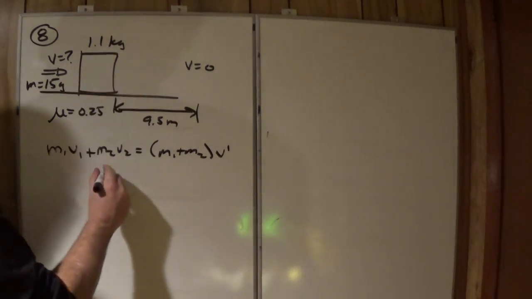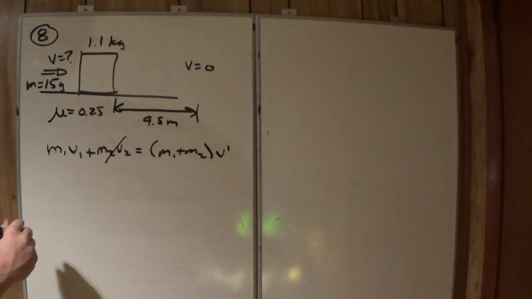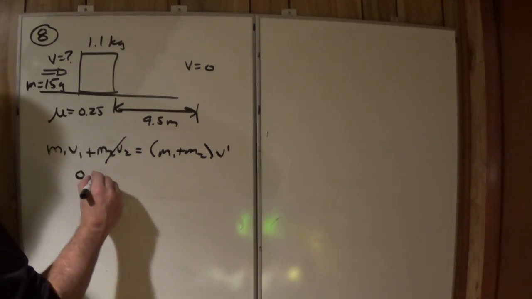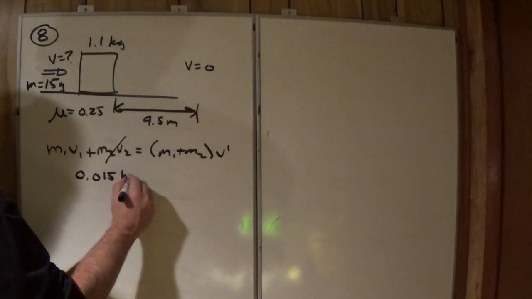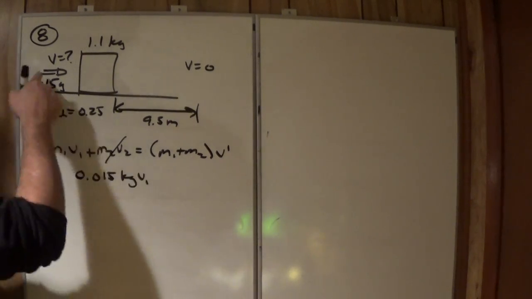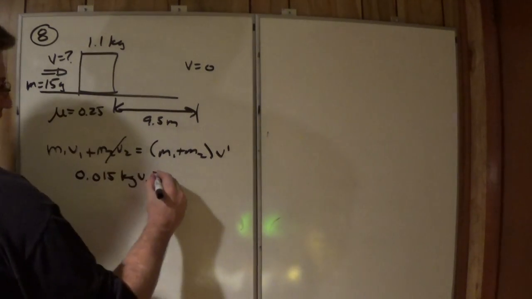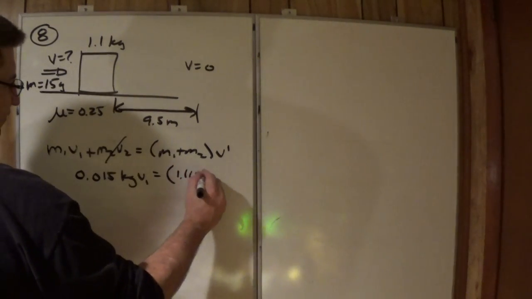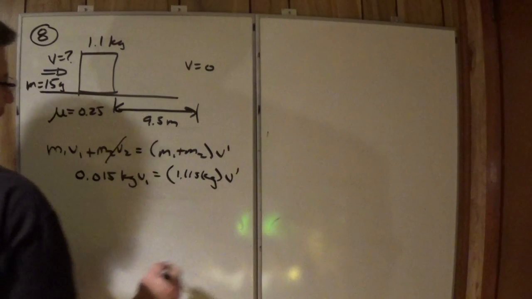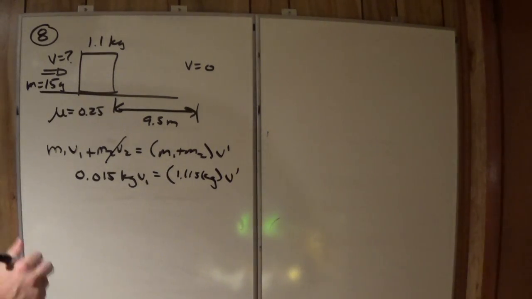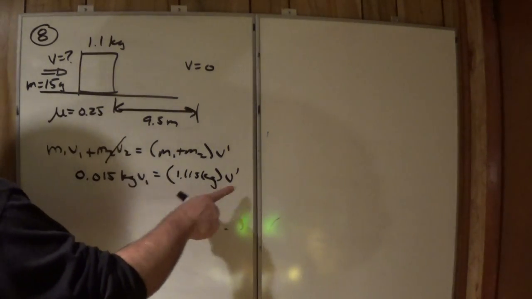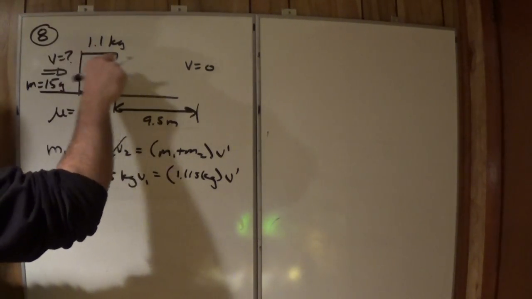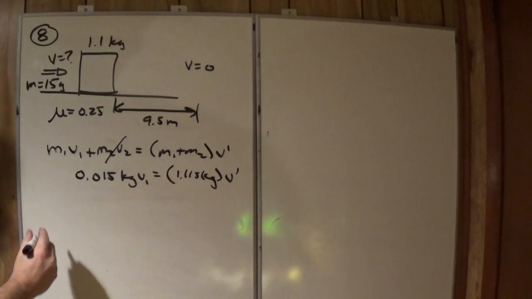Now the block starts from rest, so we could eliminate this first term, and now we could say 15 grams, that's 0.015 kilogram times v1, the velocity of the bullet before it hit, is equal to the sum of the two masses, 1.115 kilogram times v prime. So in order to get v1, we're going to have to know v prime. That's the velocity that the block had when the bullet initially hit it and it started to slide.